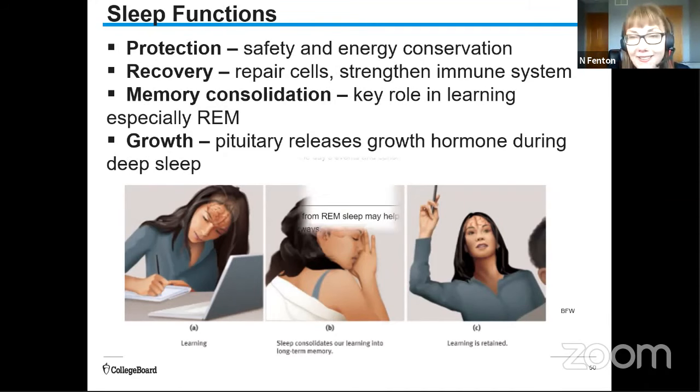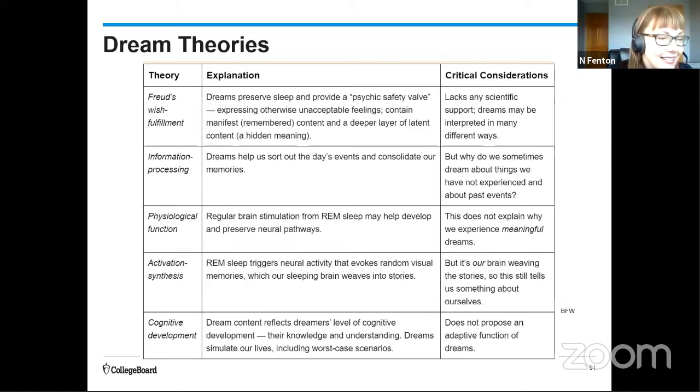That brings us to dream theories. If you look at these, you can see them in the context of the perspectives or approaches to psychology. You have Freud's psychoanalytic theory for dreams, which lacks scientific support, and he talks about dreams in terms of latent and manifest content. Information processing and cognitive development are both cognitive theories, about how dreams help with memory. And activation synthesis is a key theory of the biological basis for dreams.